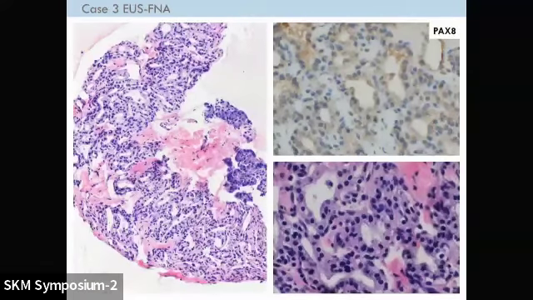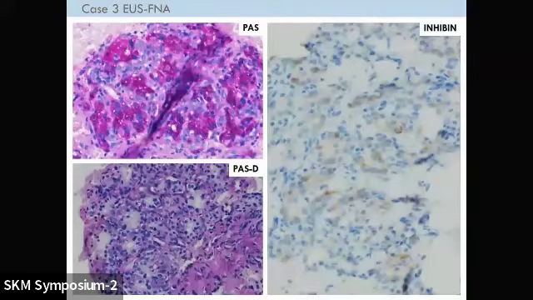This is the cell block that showed these back-to-back glands lined by somewhat clear cells. At that time, I only ordered a PAX8 stain. I was quite sure that this was going to be metastatic renal cell carcinoma, but to my surprise, it came back negative. As you can see, there's no nuclear positivity with PAX8. On this high power, again, the cells have rather round, bland nuclei and clear cytoplasm.